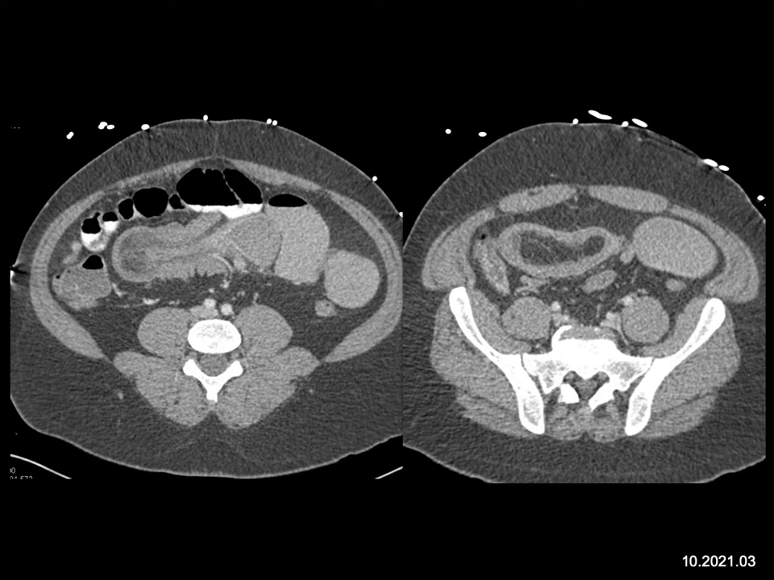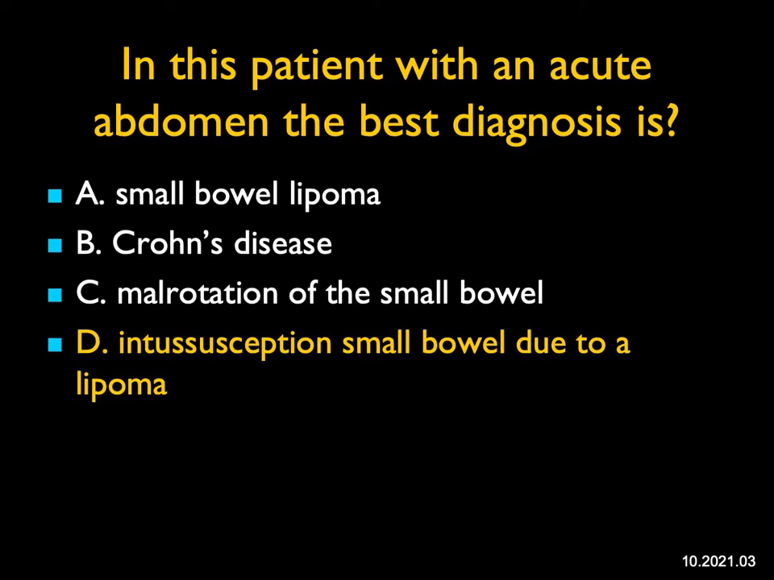It's not Crohn's, it's not malrotation. The best diagnosis is intussusception of the small bowel due to a lipoma. A very nice case. Small bowel intussusceptions can be intermittent, but this is one that's going to require surgery.